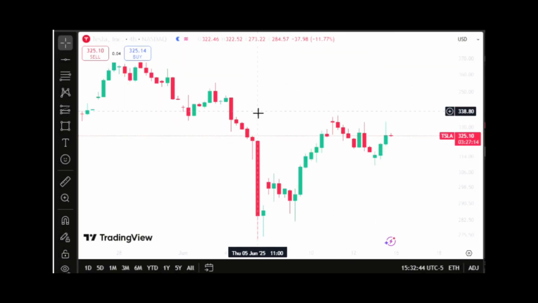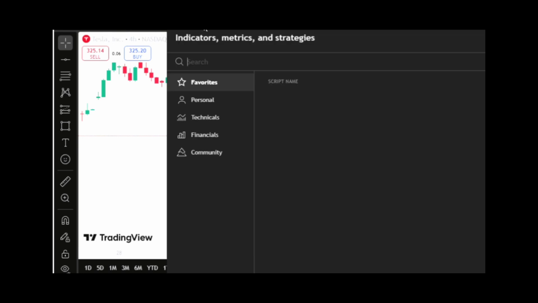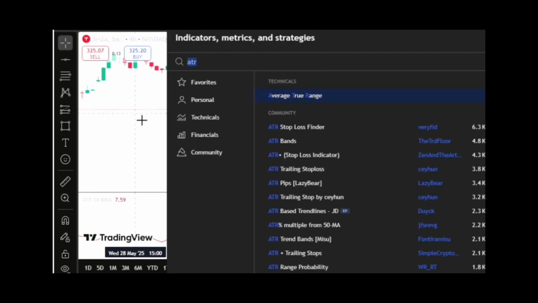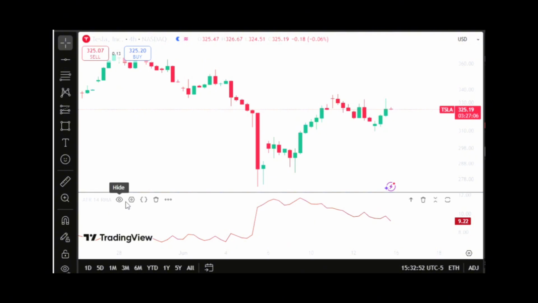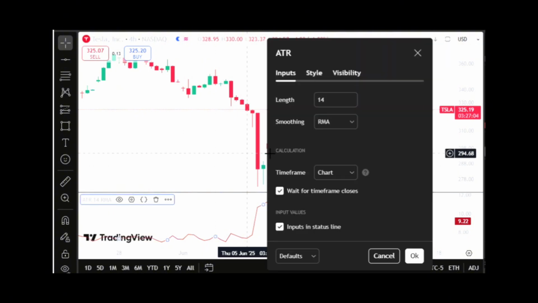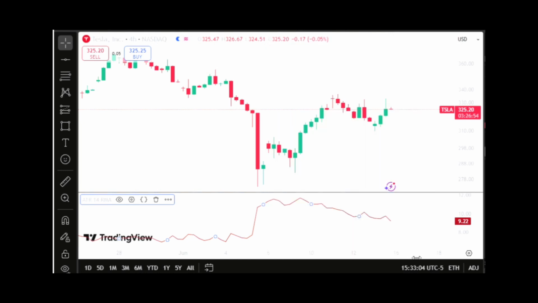What the ATR indicator does is simple. It looks at the past 14 candles by default and tells you the average size of those candles. Now, when you add the ATR to your chart, you can customize how many candles it uses. You can do 25, you can do 50, whatever fits your personal strategy. Personally, I leave it at the default, which is 14, because it gives a solid snapshot of recent market volatility.